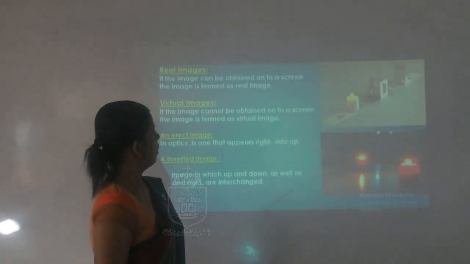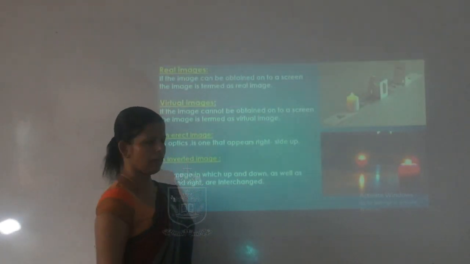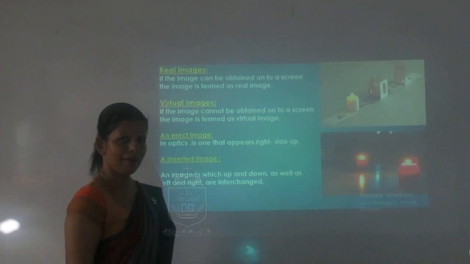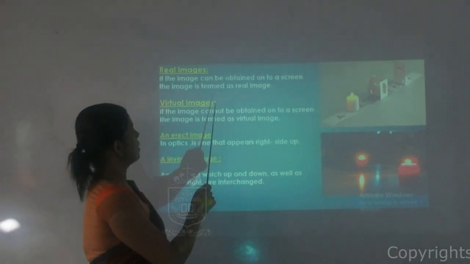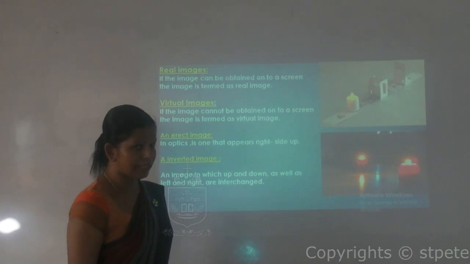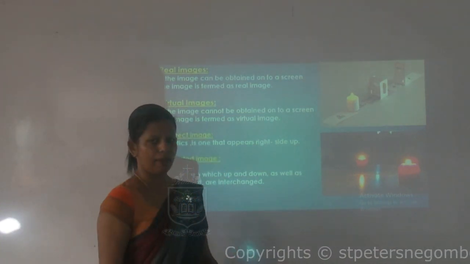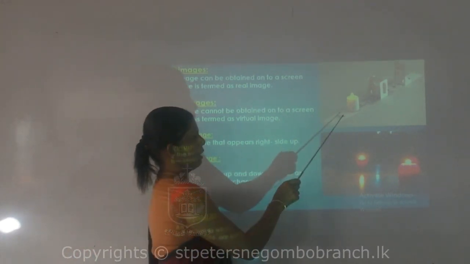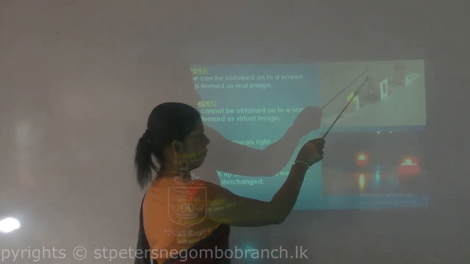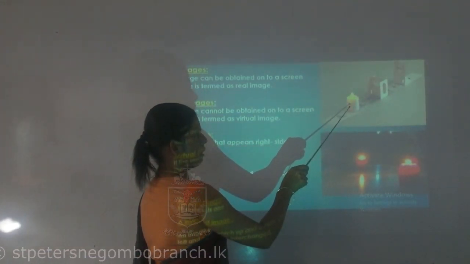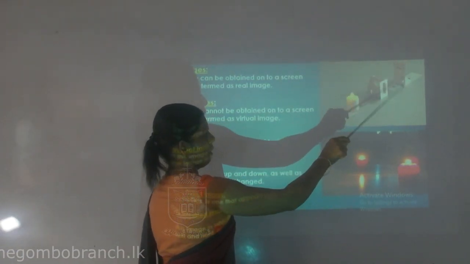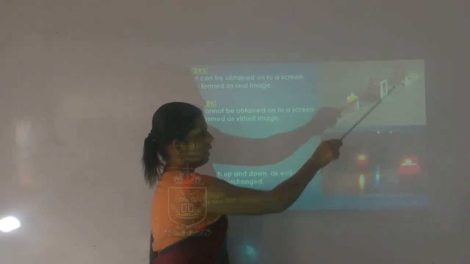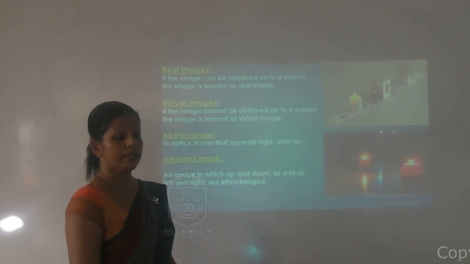So my dear children, now we are going to talk about the types of images. We are going to talk about real images. What are real images? Images that can be obtained onto a screen we name as real images. You can see there is a mirror, a type of mirror, and this is the lighted candle. There is a screen, and on the screen you can see the image of this lighted candle. So that we can name as the real image.